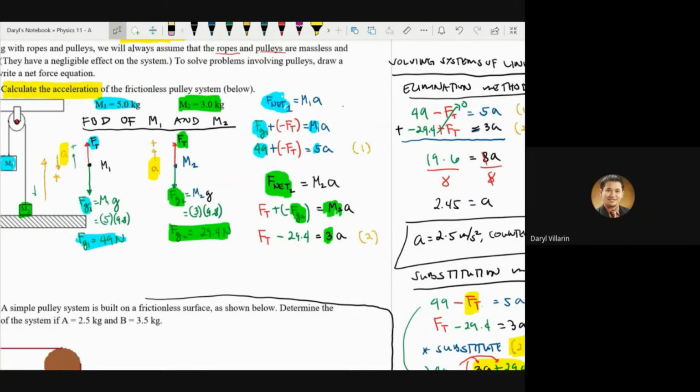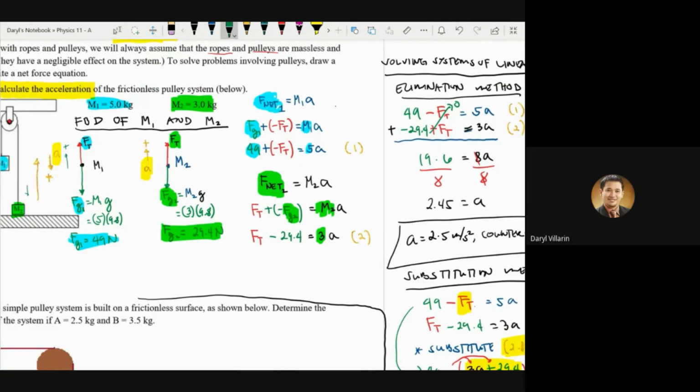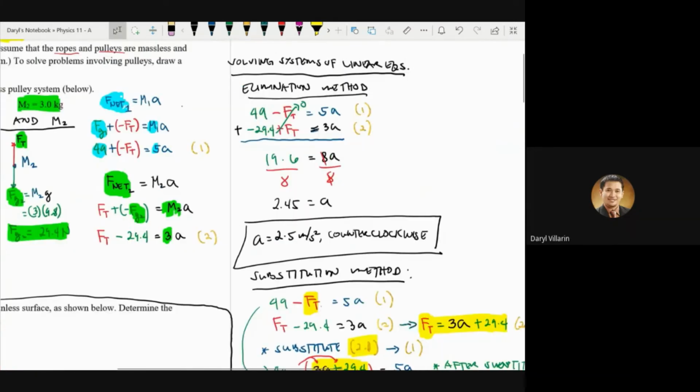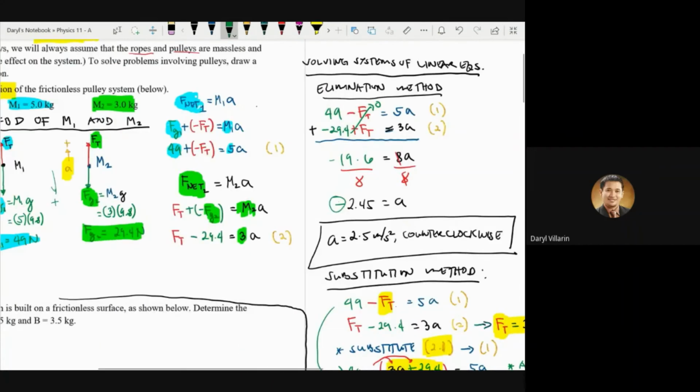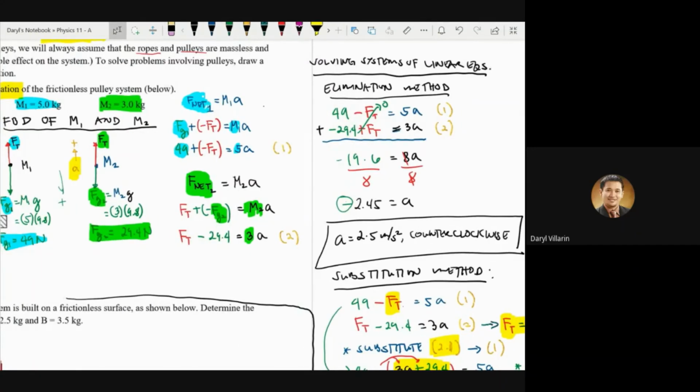If you get a negative value, for example, if I reverse everything, for my M1 upward is positive, and for my M2 downward is positive, right? If I reverse everything, the final answer I'll get is negative 19.6 and negative 2.45. The negative sign indicates that it's not in the clockwise direction, but actually counterclockwise. Okay? So it will just come out naturally in your solution.